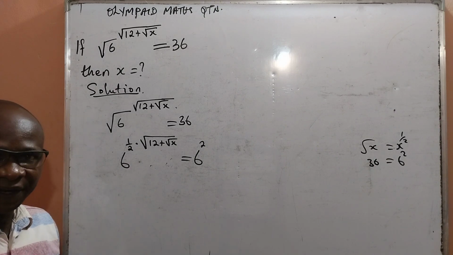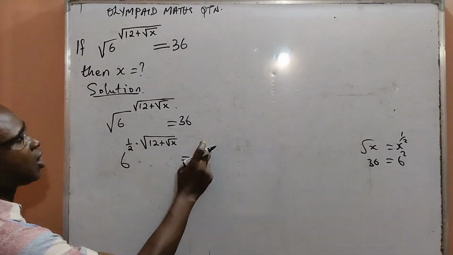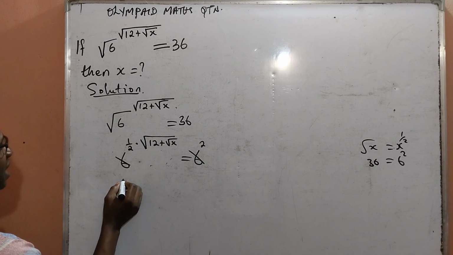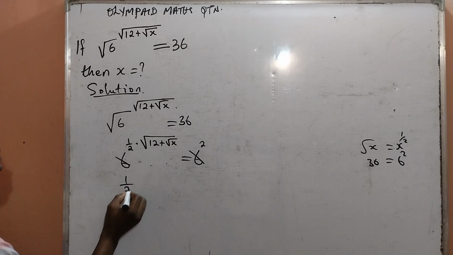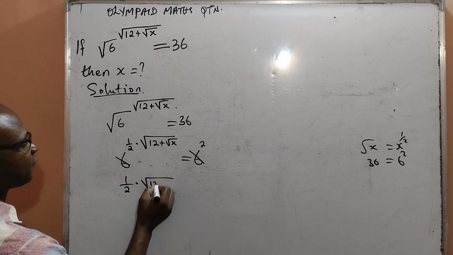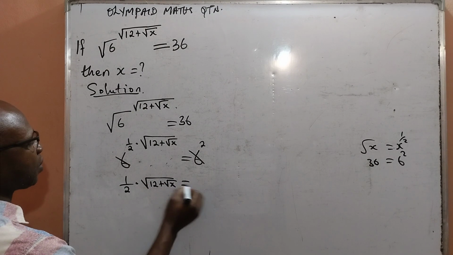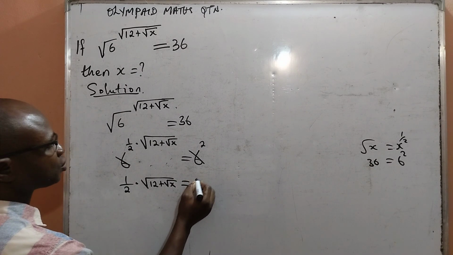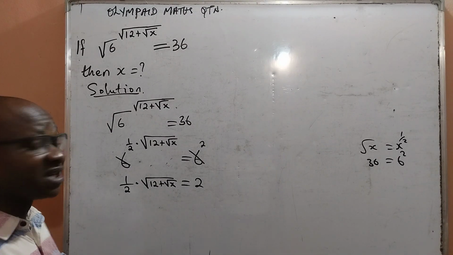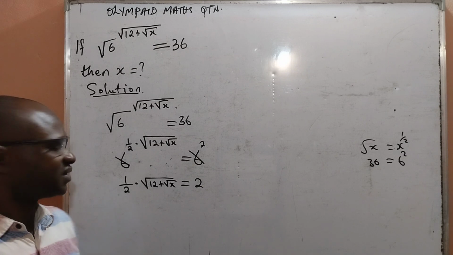Now, by law of indices, when the bases are the same, the powers become equal. Therefore, the bases are the same. I will now have the powers equal, which is 1 over 2 multiplied by the square root of 12 plus the square root of x, equal to 2. Now, I have equated the powers, having cancelled out the bases.